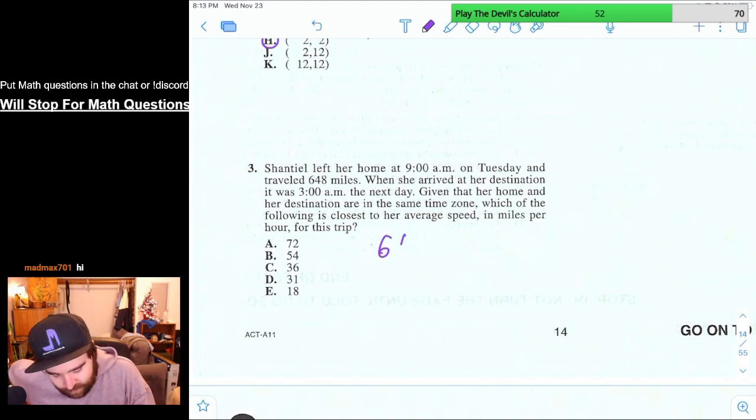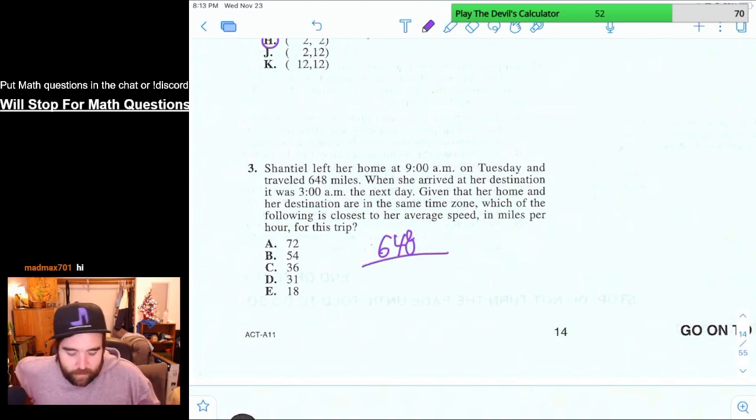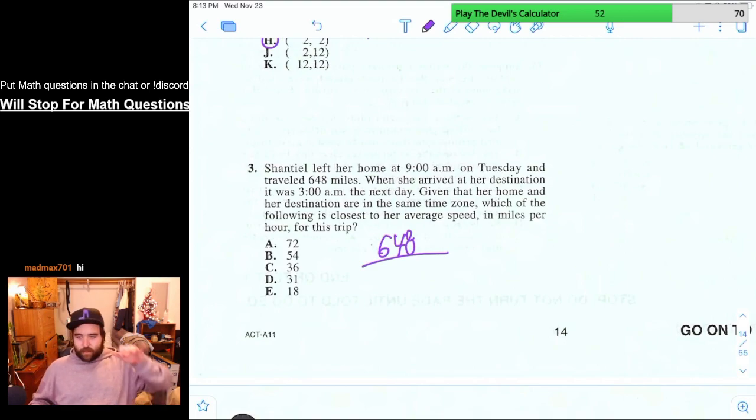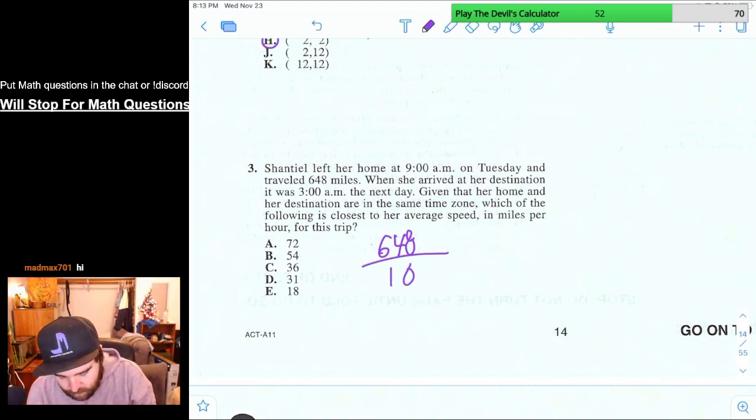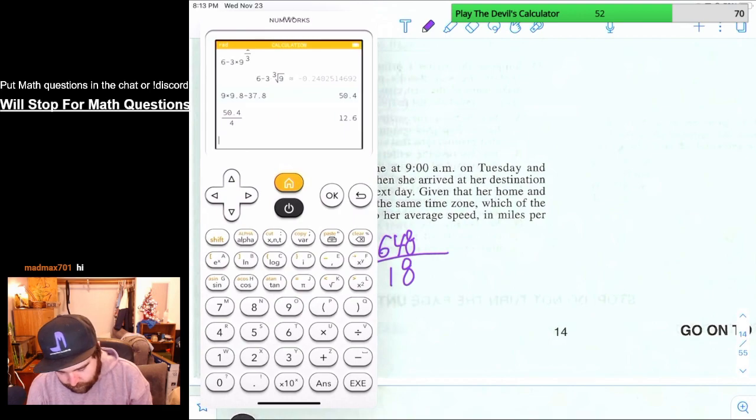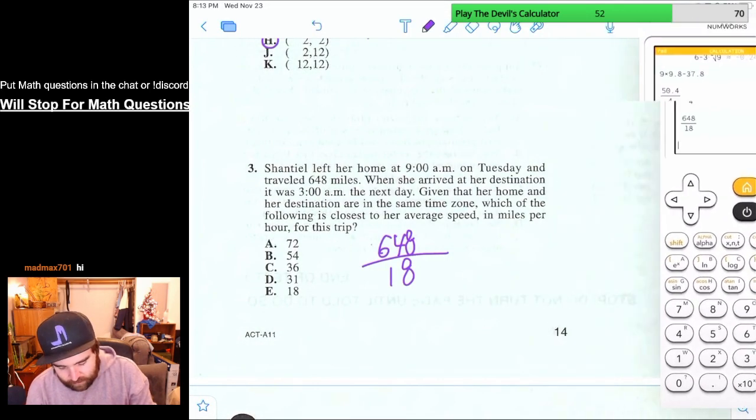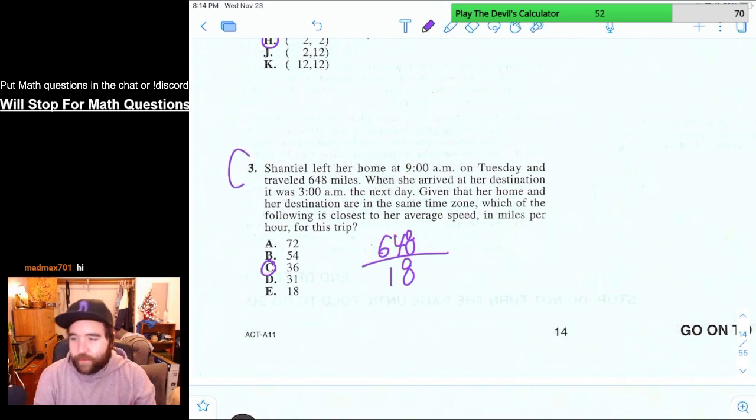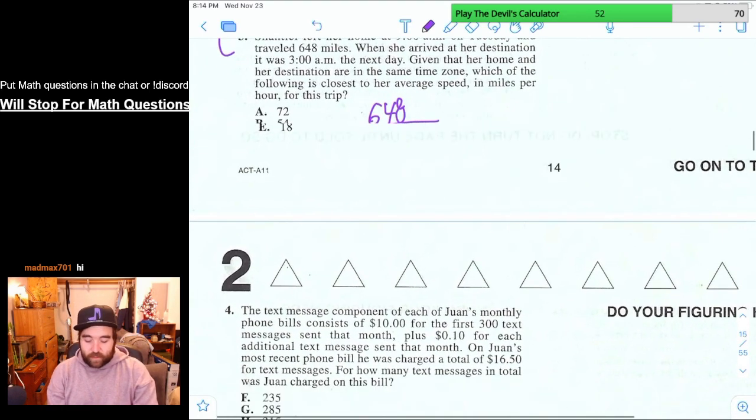So we're just going to do the 648 miles divided by, and you got to count how many hours. So the ridiculous 12-hour stuff. Or we could say 9 a.m. to 3 a.m. Well, 3 to 9 is 6 hours. So a whole day is 24 hours, and she was 6 hours less than that, so it took her 18 hours. So 648 over 18. And we'll just calculate that. 648 over 18 is 36. And that makes sense. It's not going to be like 70 because she's not on highways the whole time. She's going to have to go through some city. So 36 miles per hour makes sense.